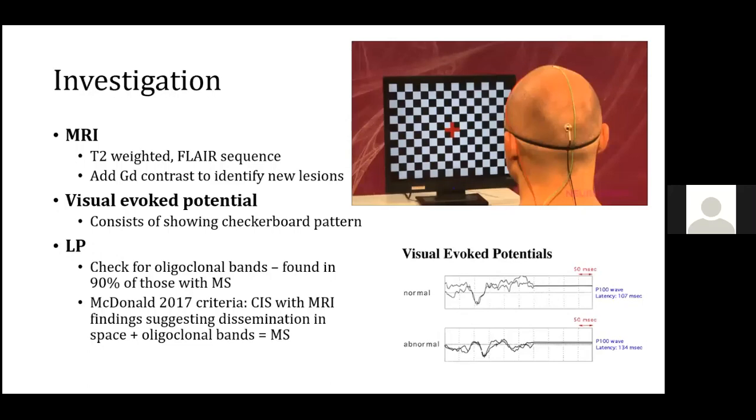Normally for investigation, we could do an MRI to look at these lesions, so T2-weighted MRI. If you want to identify a new lesion from an old lesion, then in the MRI scan you can add gadolinium, and gadolinium will show up newer lesions. I've not got much experience in radiology, so I can't answer any questions other than that. You can also do visual evoked potentials, and a lumbar puncture to show oligoclonal bands, which can show dissemination in time.